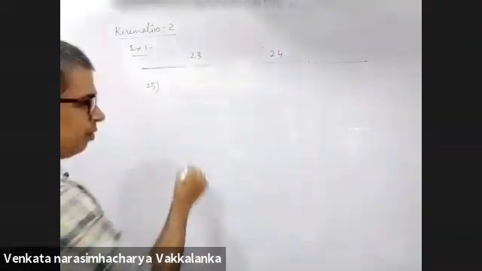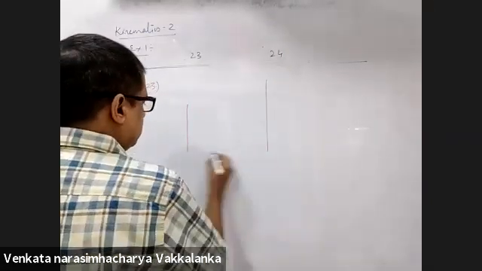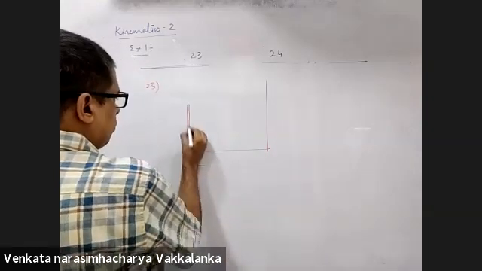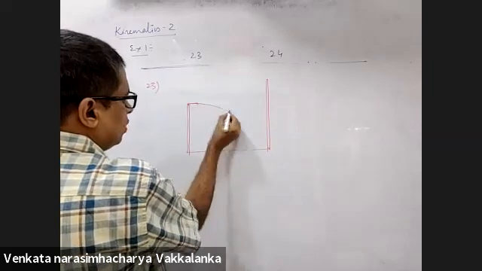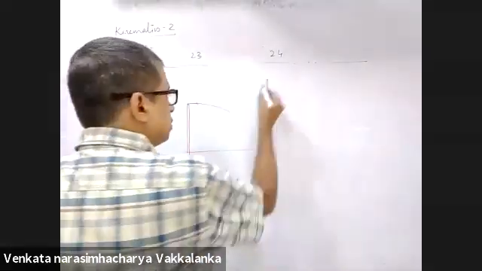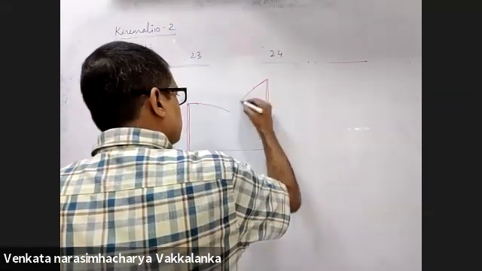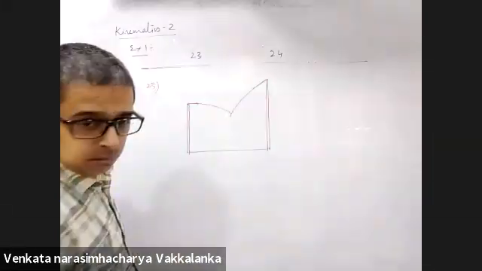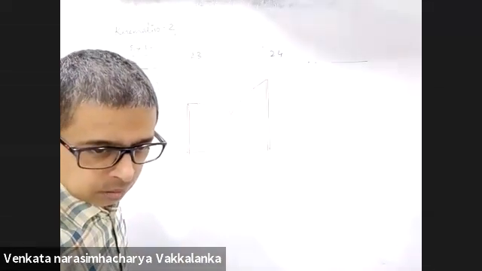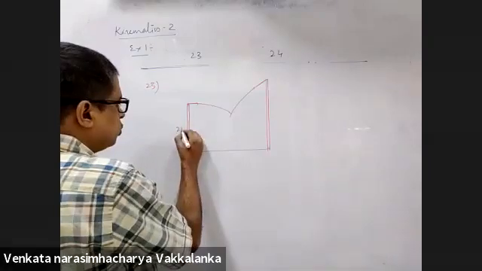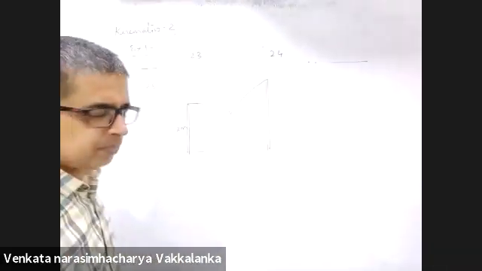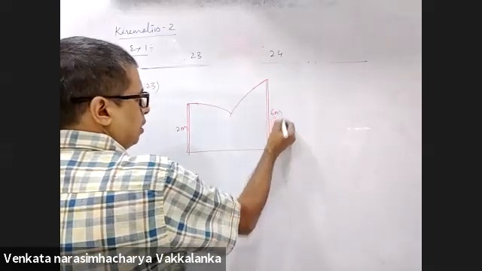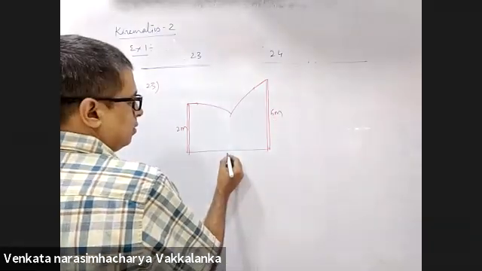Question 23. You have projected something this way, and something else with this. This is 2 meters. I'm unable to see this distance in the diagram. This is 6 meters.